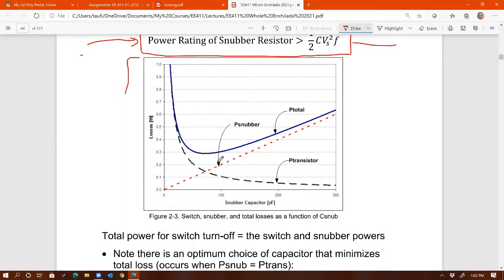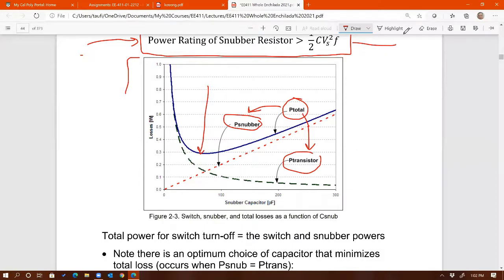And I have three different plots here. The first one is P snubber. The second one is PQ. That's the PQ right there. That's the P snubber. And the last one is the P total, right? P total means P snubber plus PQ, so that's the summation of the two. So if you add the two curves, then you get this total loss right there.